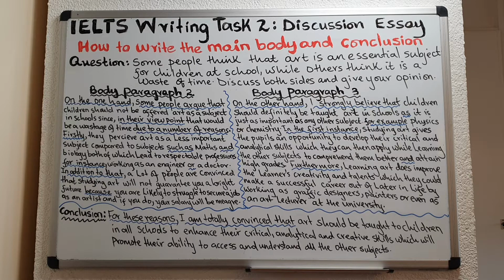So remember, you have to identify your point, give your point, but elaborate it and give examples. So the first reason why some people think art is a waste of time is because they think it is a less important subject compared to subjects such as maths and biology. Because according to them, if you study maths and biology, then you're going to end up doing a respectable profession. For example, working as an engineer or a doctor. So that is the first point.